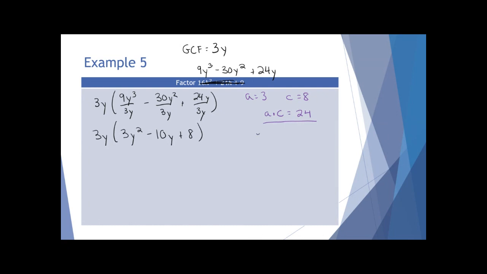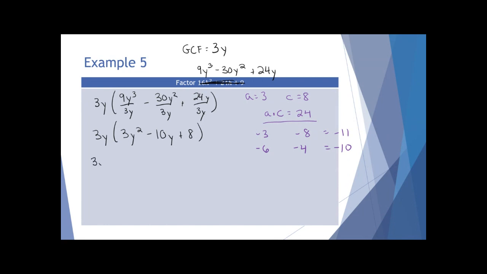So if I just start with what I had, -3 and -8, that gives me -11. So that's not the right combination, but that's close. So yes, -6, -4, that gets us -10.